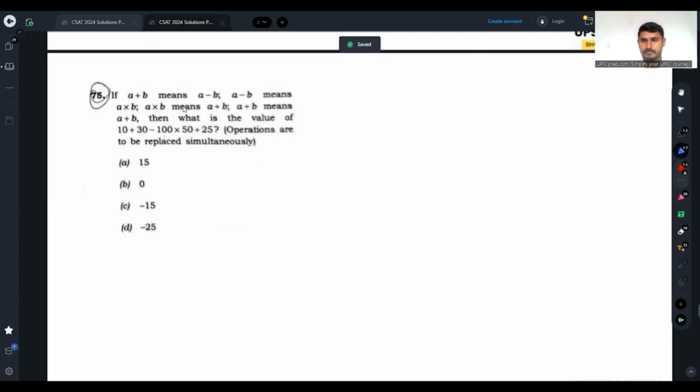75. If A plus B means A minus B, A minus B means A into B, A into B means A divided by B, A divided by B means A plus B, then what is the value of 10 plus 30 minus 100? What I will do here, I'll directly write these numbers: 10, 30, 100, 50, and 25.